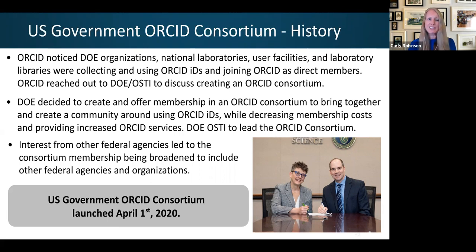And there were a lot of other agencies that also wanted the opportunity to join an ORCID consortium and were interested in joining the consortium that we put together. So again, we had some internal conversations and felt like this is something that we could support and would really help enhance the community to not only include DOE affiliated organizations, but also other federal agencies and organizations. And so we broadened it and changed the name to the US Government ORCID Consortium. So it was all encompassing of US government organizations. And we just launched the consortium a little bit over a year ago now, April 1st of 2020.